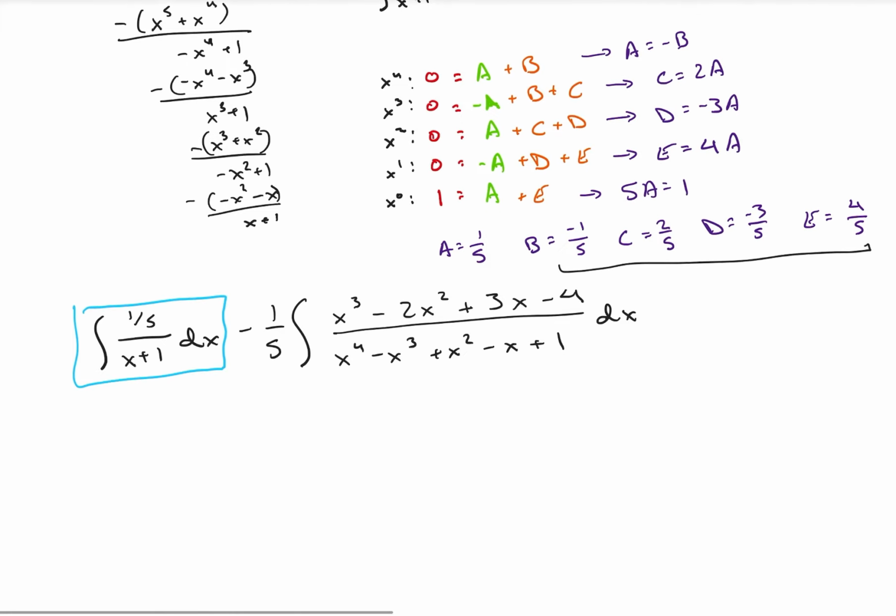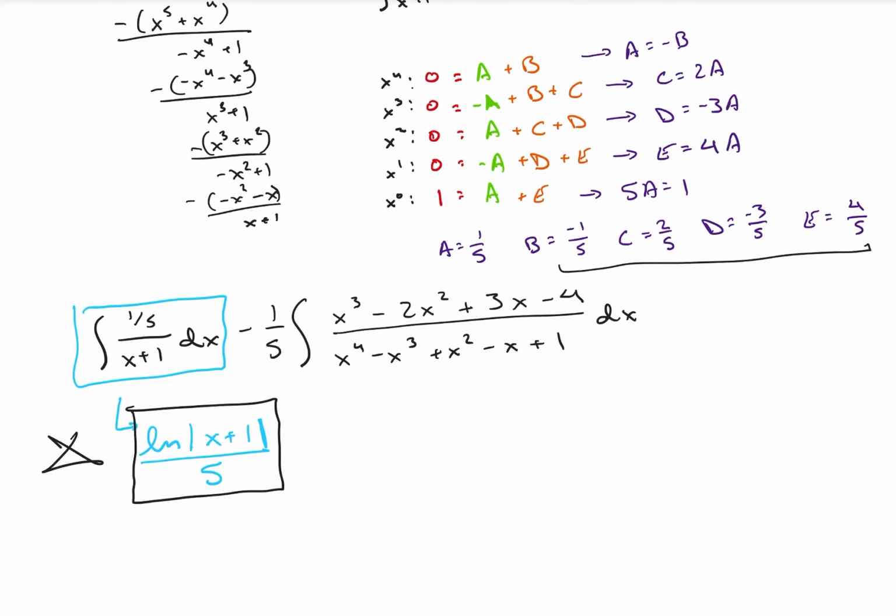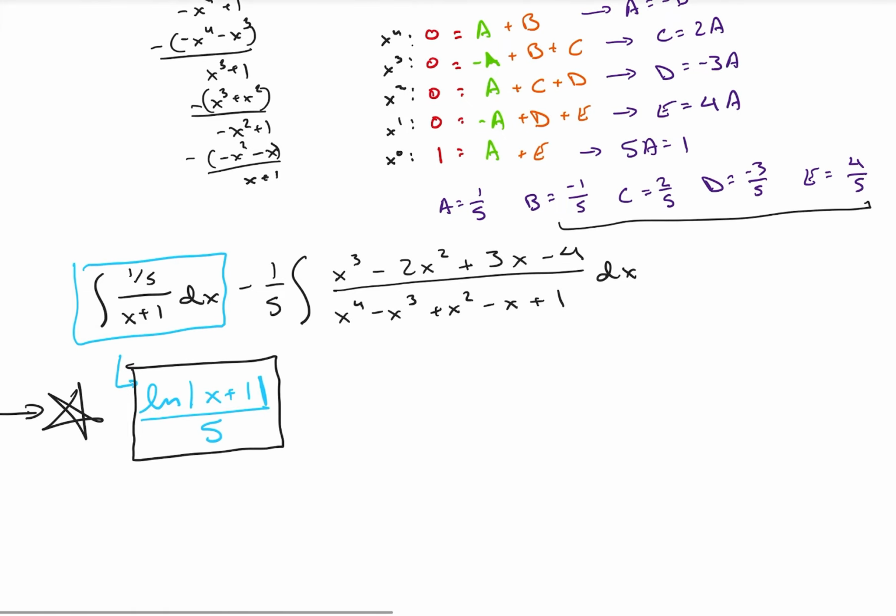So we're going to go ahead and pull that out. And this guy becomes the natural log of x plus 1 all divided by 5. Okay, so that's our first portion of our integral that's solved. I'm going to go ahead and star that, and we're going to come back to it later. For our second part, it's not quite as easy.